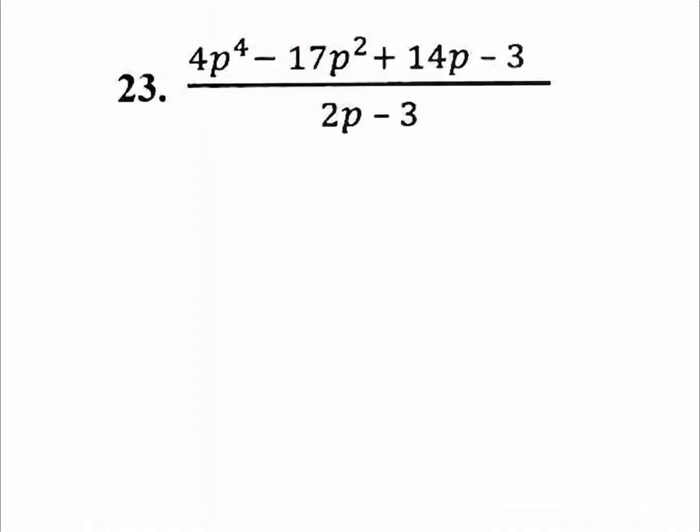Everybody try, copy this one down. And I'm going to pause it right now and give you guys a chance to work this out. But before I give you guys a chance to work this out, could somebody just tell me what goes inside the box? Like what goes inside this division box? 4p to the fourth, what?